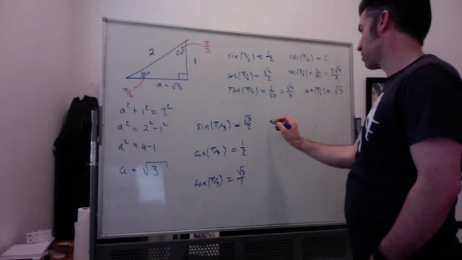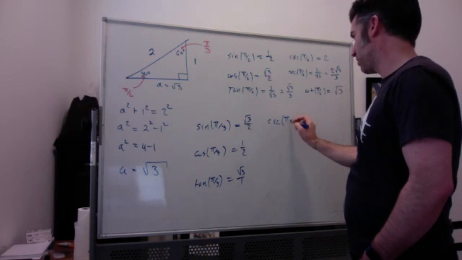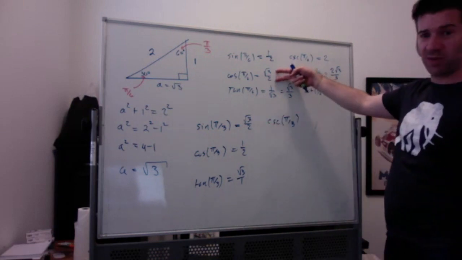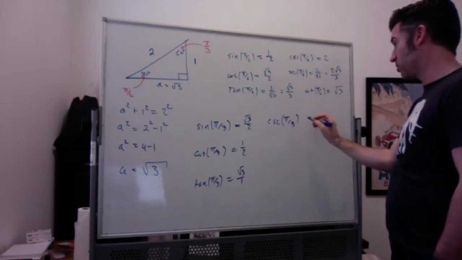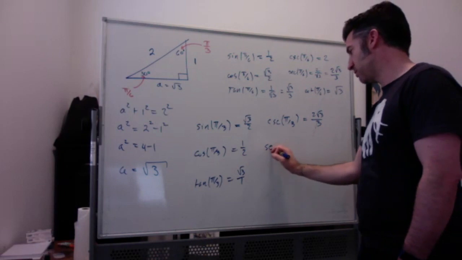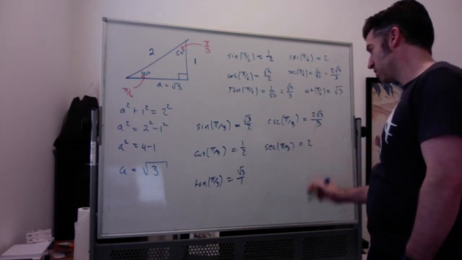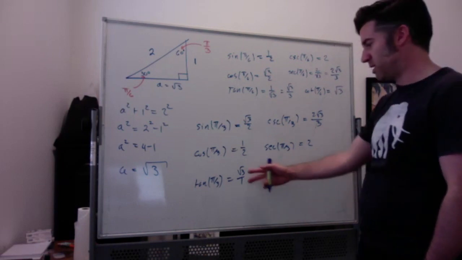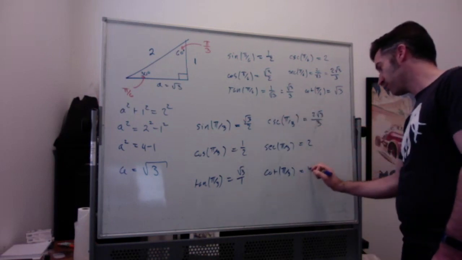And then the reciprocals we can do again, right? So cosecant of pi over 3, the reciprocal of this, well, we already did that before, right? The reciprocal of root 3 over 2 was 2 over root 3, which we rationalized as 2 root 3 over 3. And secant of pi over 3 is the reciprocal of 1/2, which is 2. And cotangent of pi over 3 is the reciprocal of this, which is 1 over root 3, which we rationalize as root 3 over 3.